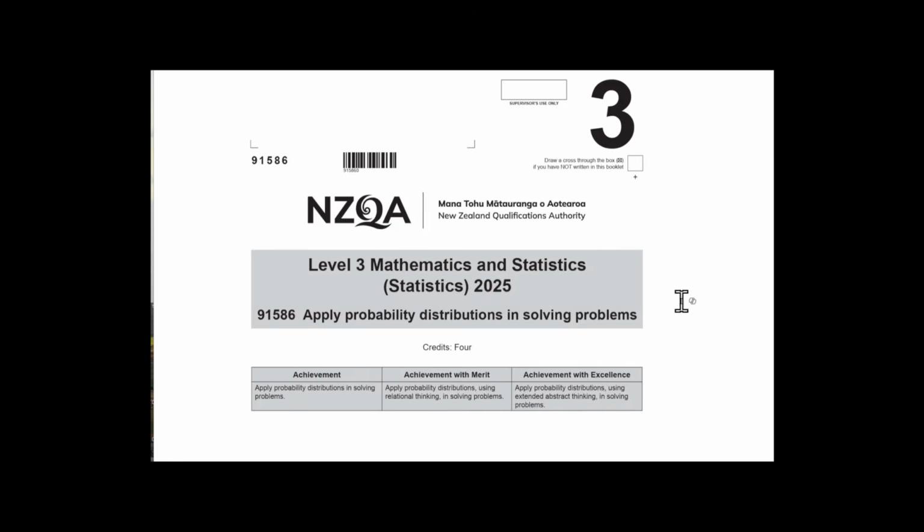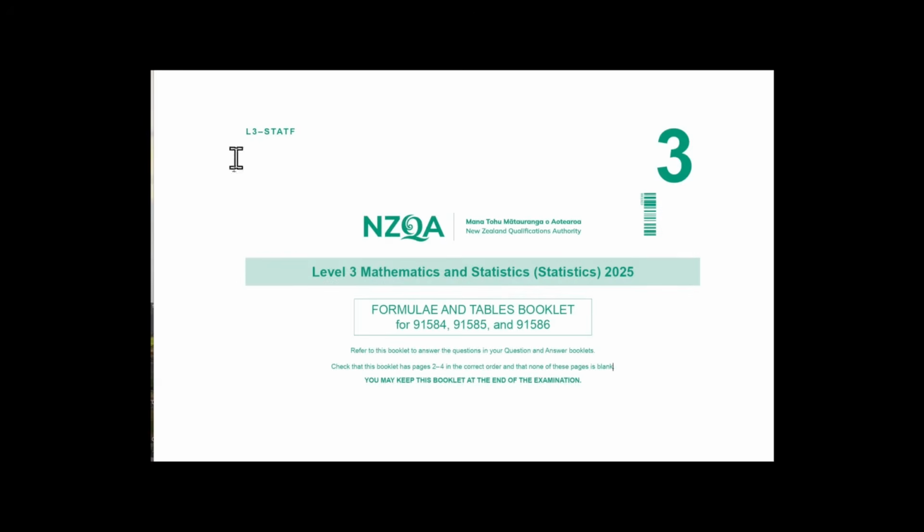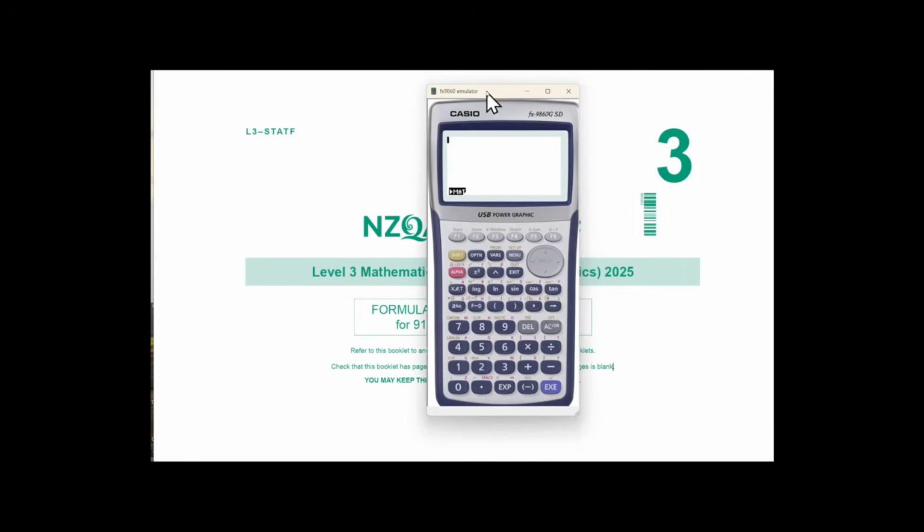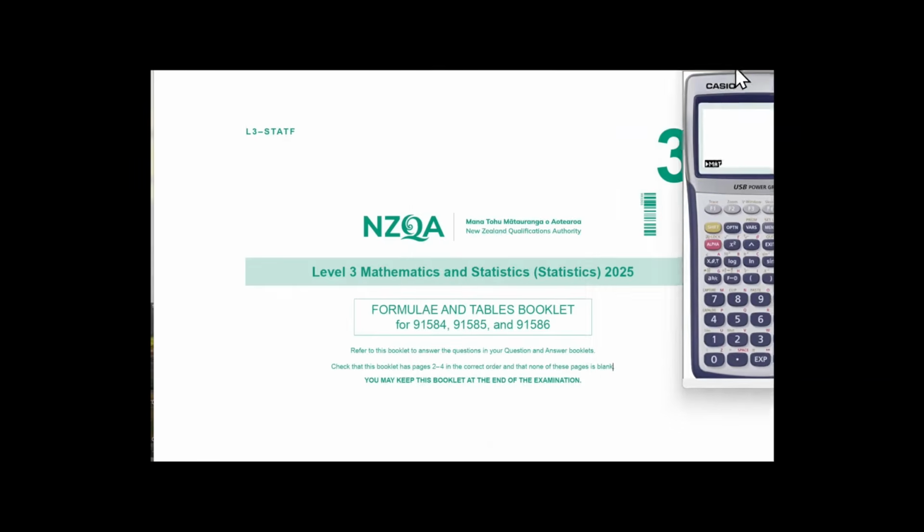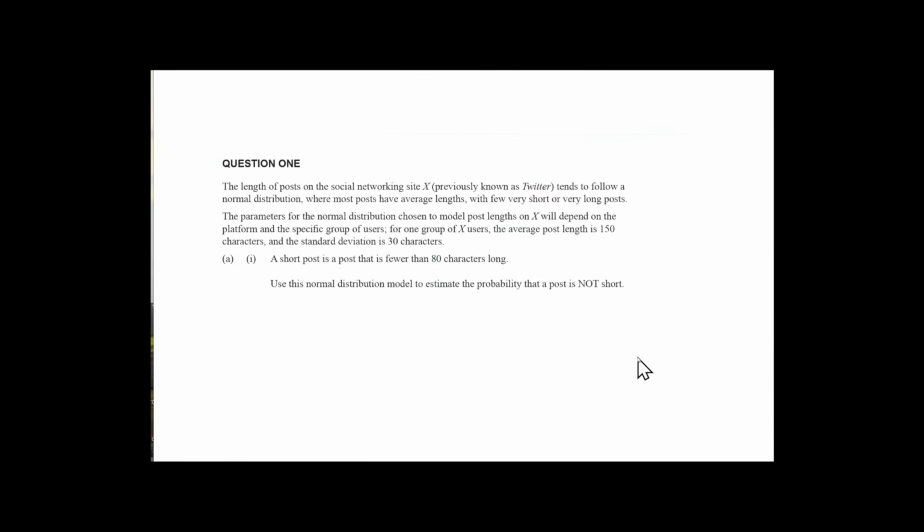So I'm going to just go through this the first time I've seen it. I'm just going to use the formulae that are given to us. This is the one that you really do need to use this formula booklet, I'd say. And I'm going to use the most common calculator that New Zealand students use, the FX Casio calculators. So let's do it to it. All right. Question 1.